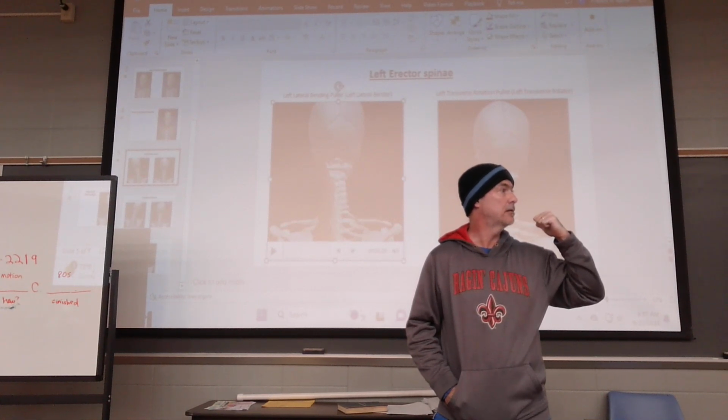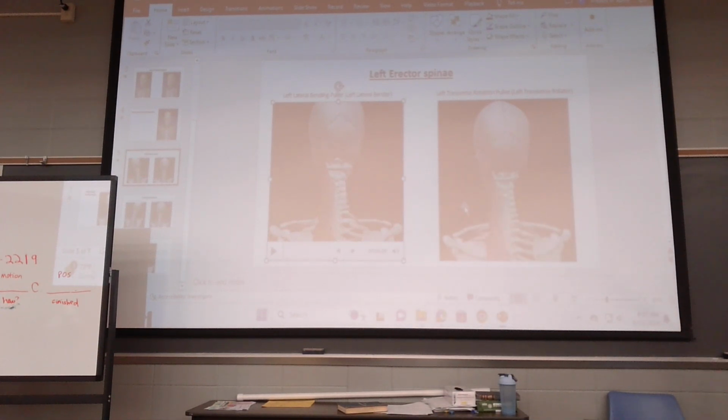Does that make sense? So look at how, and if you can't see it here, look on the sides. Watch how the erector spinae, see? On the left, transverse puller. Trying to take the left ear area and pull it back. So how cool is that?